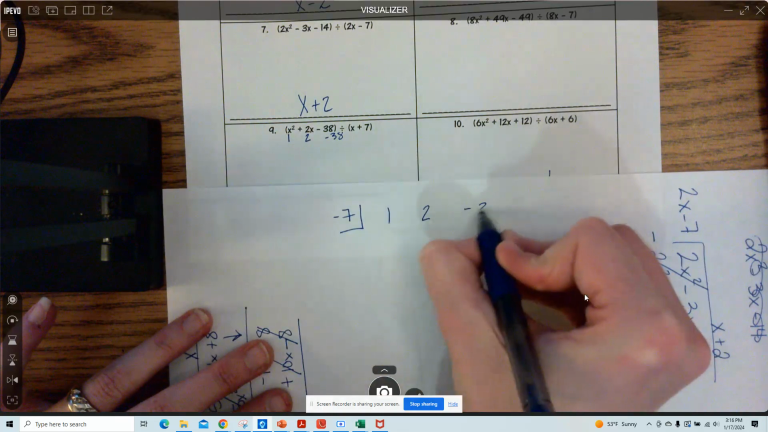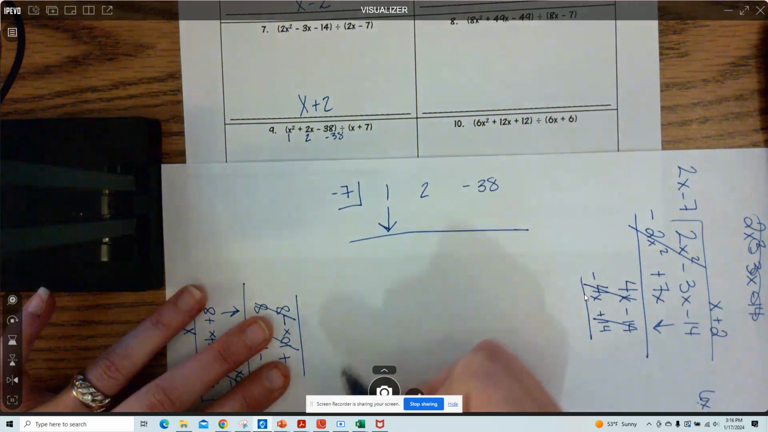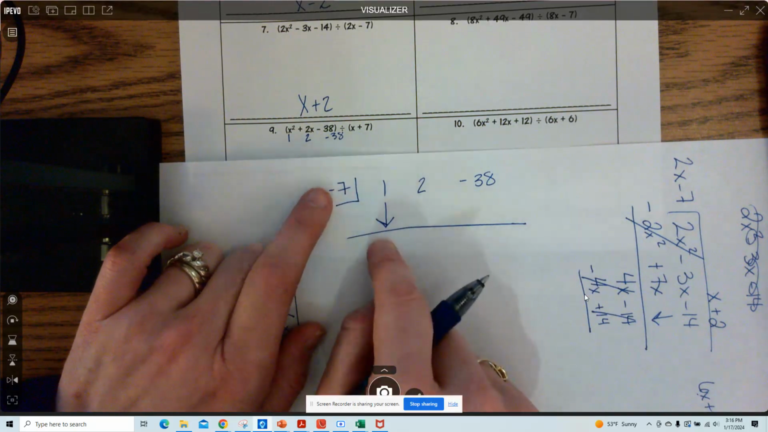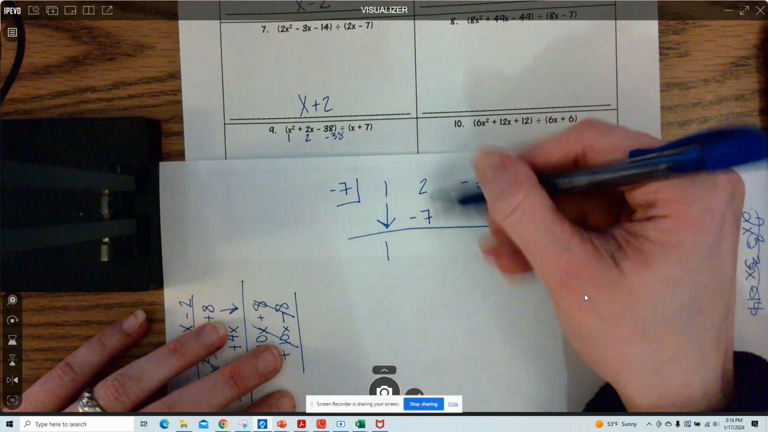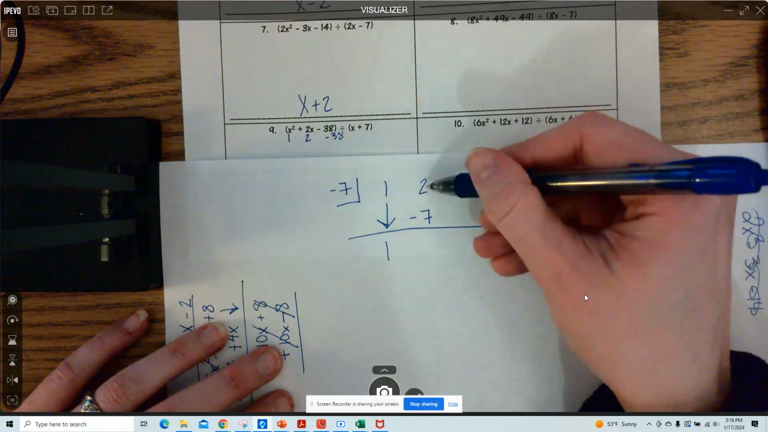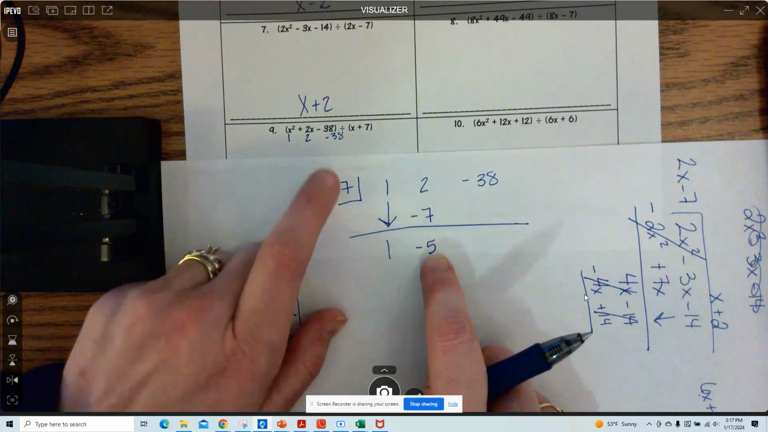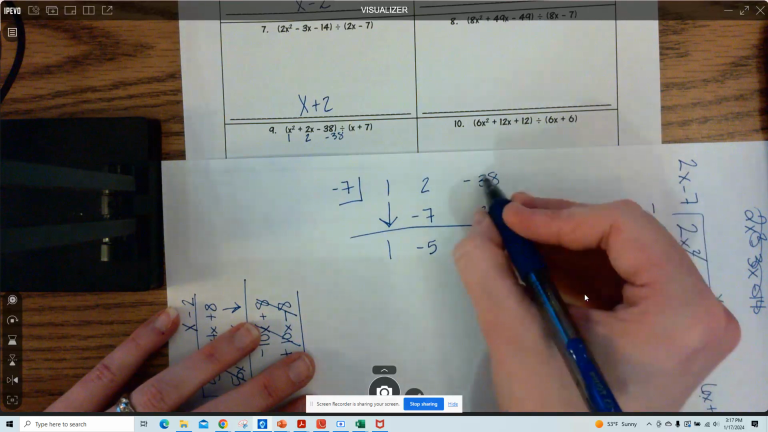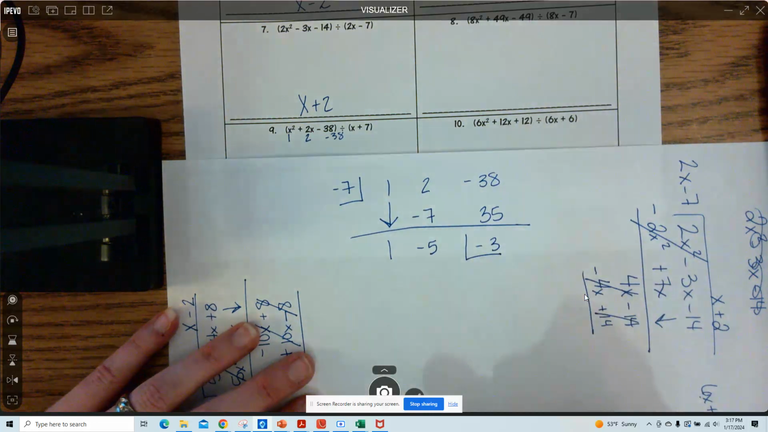1, 2, negative 38. All right, so that first coefficient we pull down. You multiply whatever's down here by this box. 1 times negative 7 is negative 7. If it's in a row like this, you combine them, add them, subtract them. So 2 plus a negative 7 is a negative 5. Then we would multiply this. Negative 7 times negative 5 is a positive 35. Combine these two, negative 38 and positive 35 gives a negative 3. If you get a number here, that's a remainder.